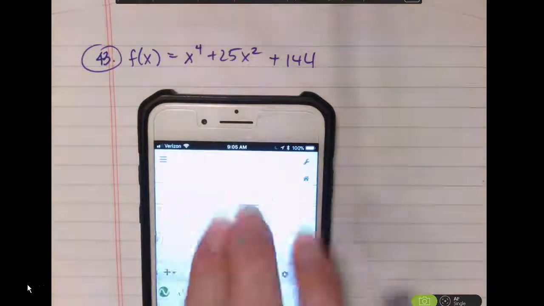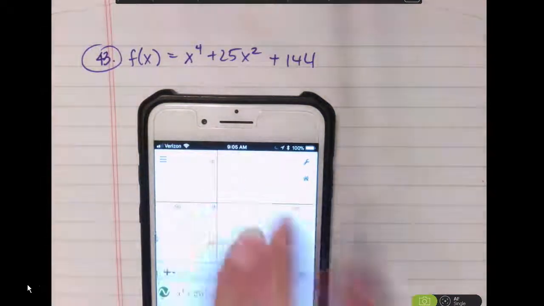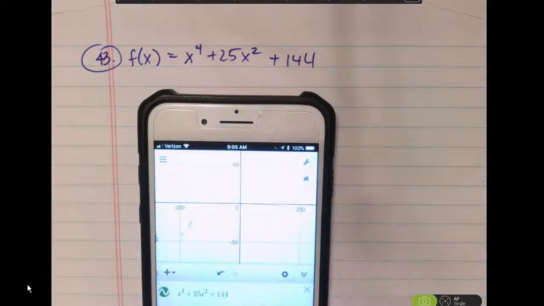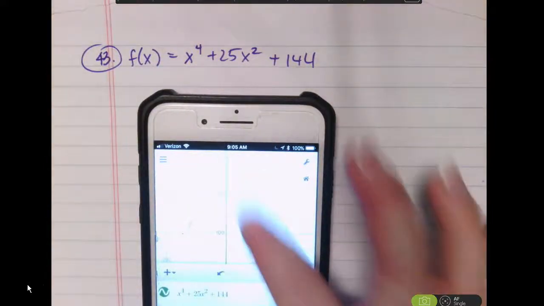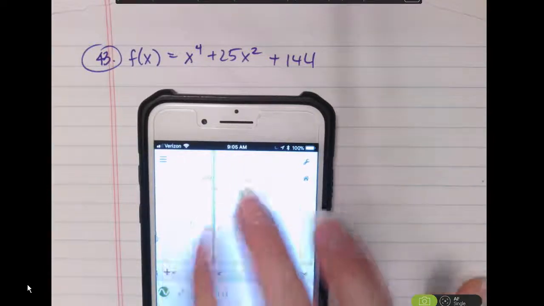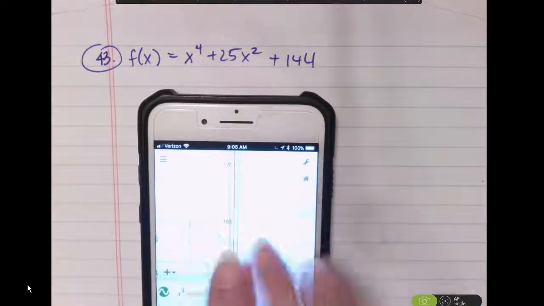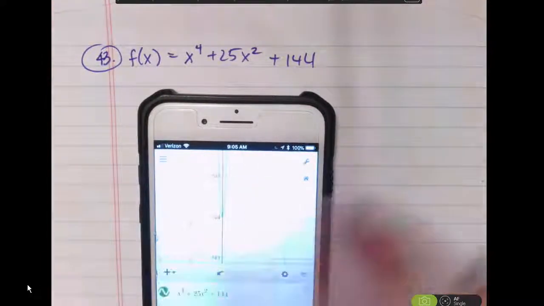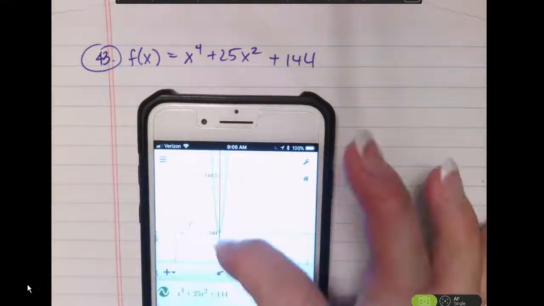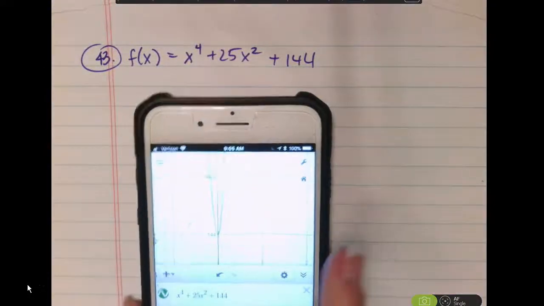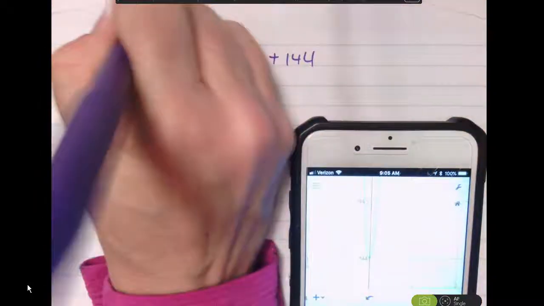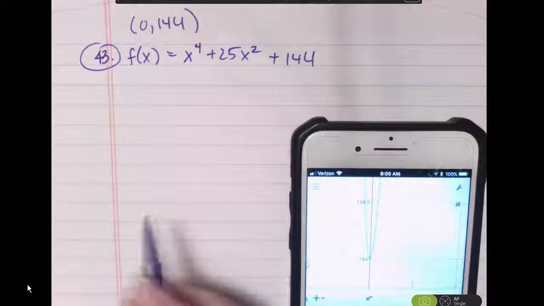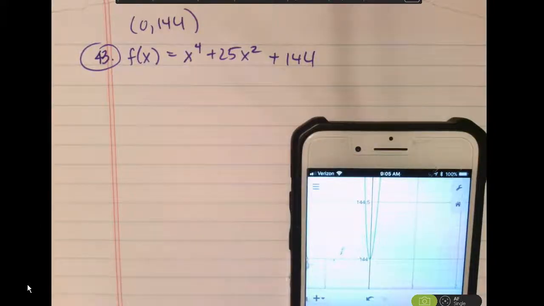And I'm zoomed way in there, so let me zoom out and see, is our graph visible? Oh, looks like there it is. Alright, so I've got a super skinny graph. You can see that our y-intercept is at 0, 144. And our graph never ever touches the x-axis. So, what to do?